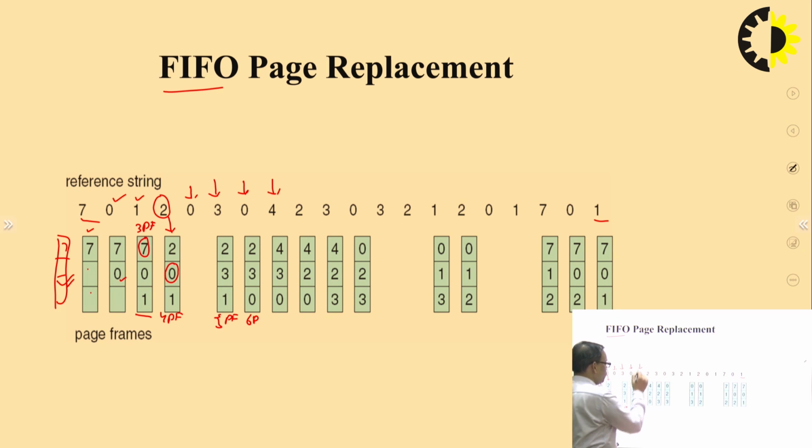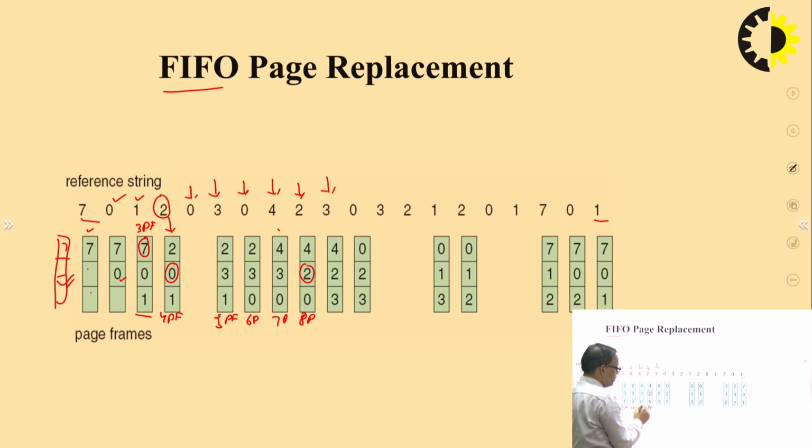Next one is the 4. Again the page fault will be 7. Among 2, 3 and 0, 2 is inserted first into main memory, so 2 will be selected. So this will be the status of memory. After that 2 is referred by the CPU. 2 is not present, so the page fault value will be increased. So the page fault value is 8. Okay, and among 4, 3 and 0, 3 was inserted first, so 2 will be inserted. So here the page fault is 8, and again the next value is the 3.